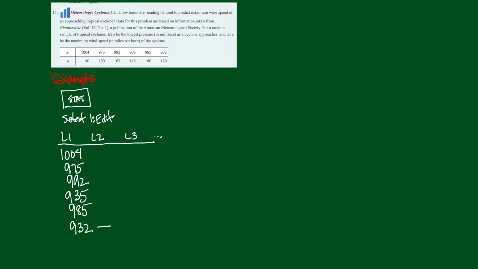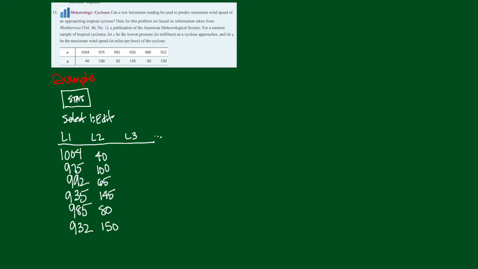Now right arrow to L2, and that will bring you right at the top. Put these numbers in. These are the Y values. How about 40, 100, 65, 145, 80, and 150. All right, now be sure to press enter after that 150 so that it accepts it.